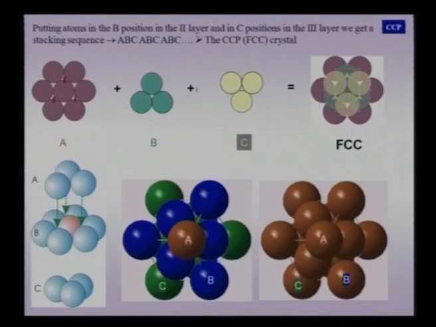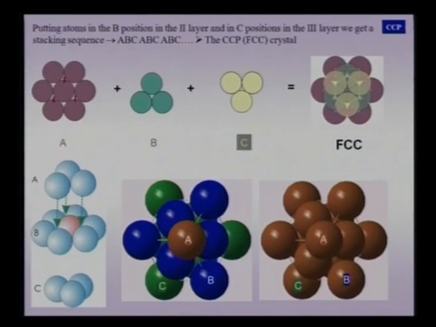Now this kind of packing of three layers, I can repeat again. That means the fourth layer I put would be exactly above the A layer, the fifth layer would be exactly above the B layer, the sixth layer would be exactly above the C layer, and so forth. Therefore such a packing would be called ABC, ABC, ABC packing, and the crystal I obtain in this case would be called a cubic close-packed crystal.